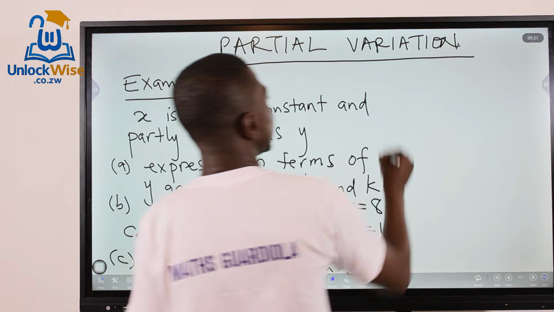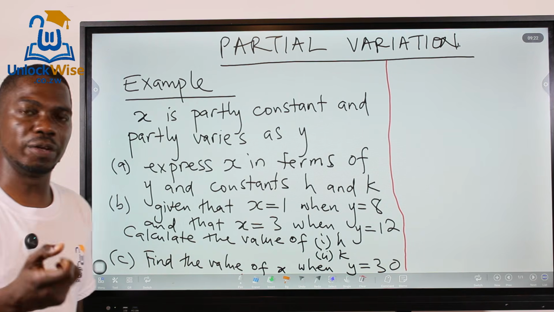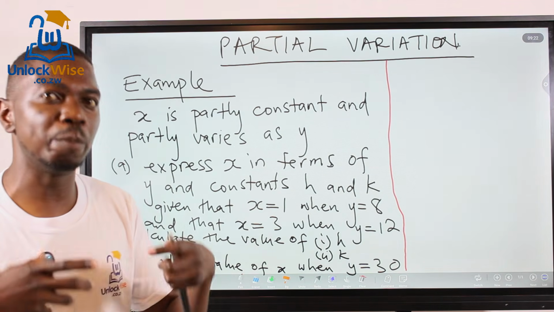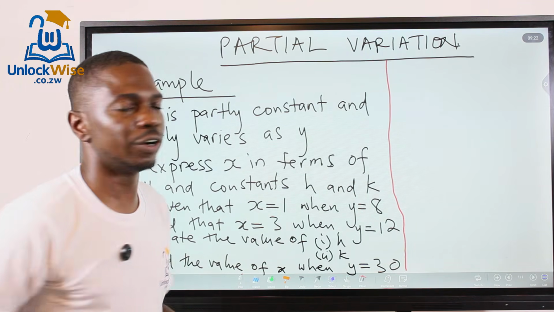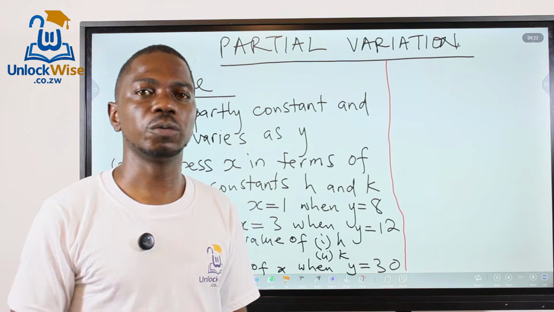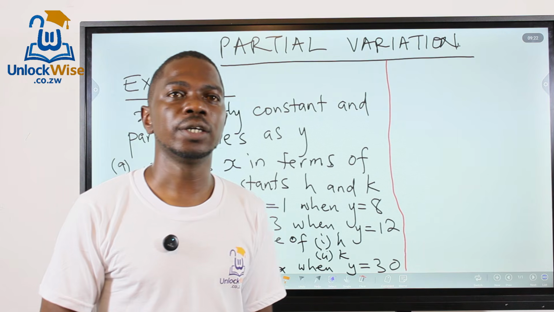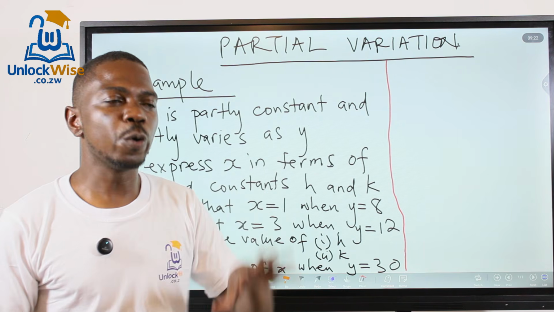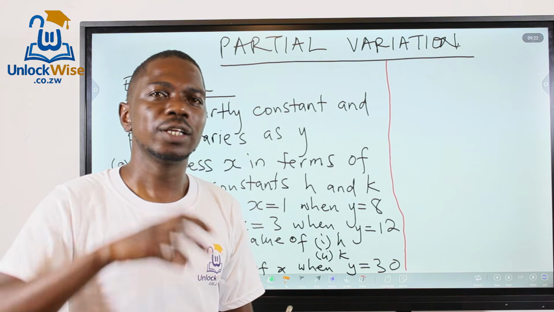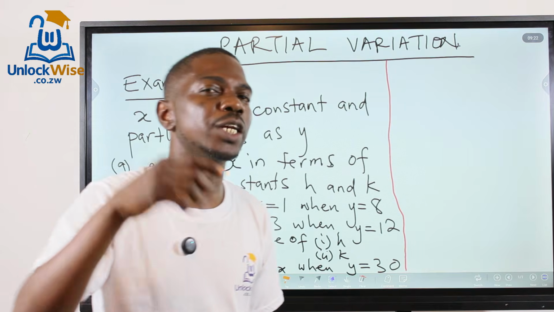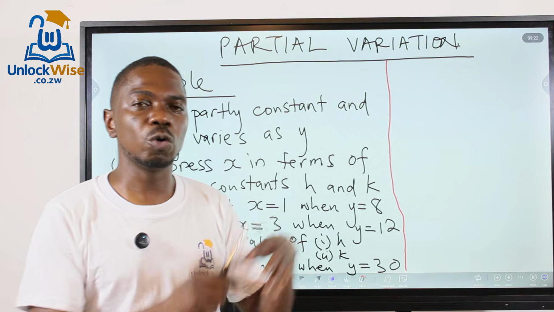So maybe if I give you a real life example, you will understand what partial variation is and how partial variation works. We have private candidates who register to write their exams at schools, right? We have the center fee being constant. The center fee will not change because of the number of subjects you are writing. The center fee will remain constant.